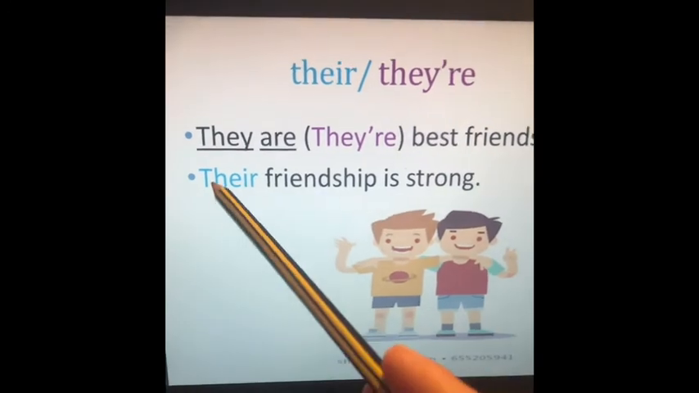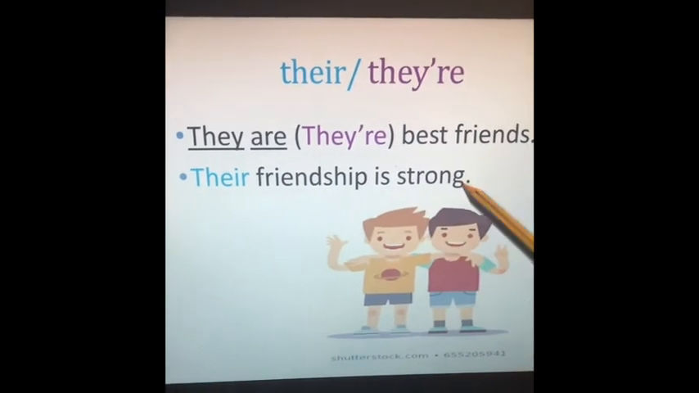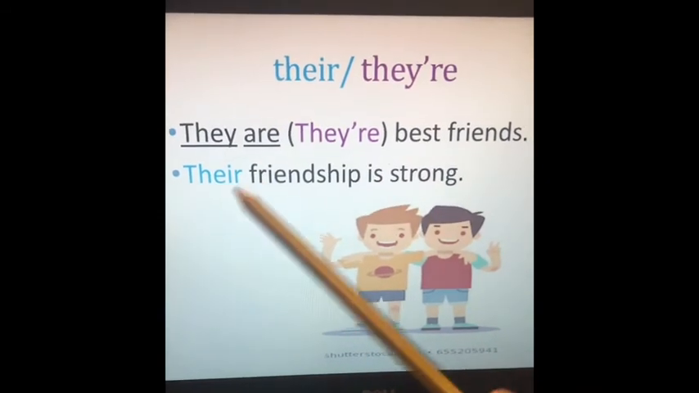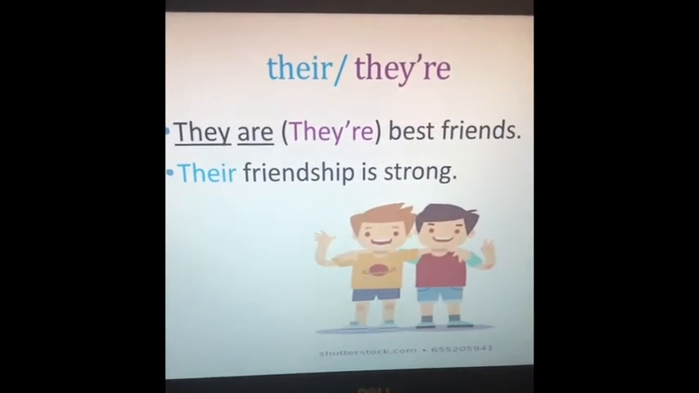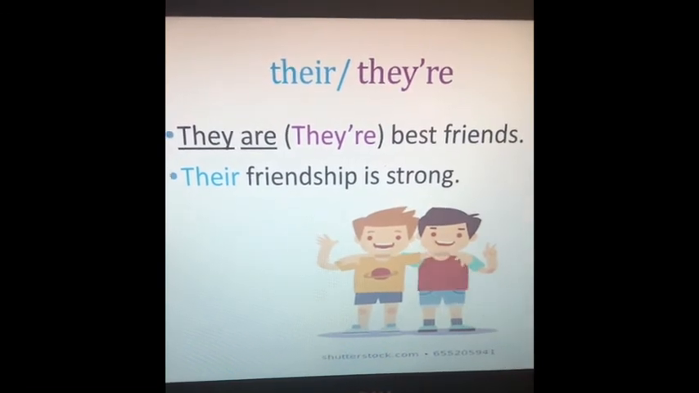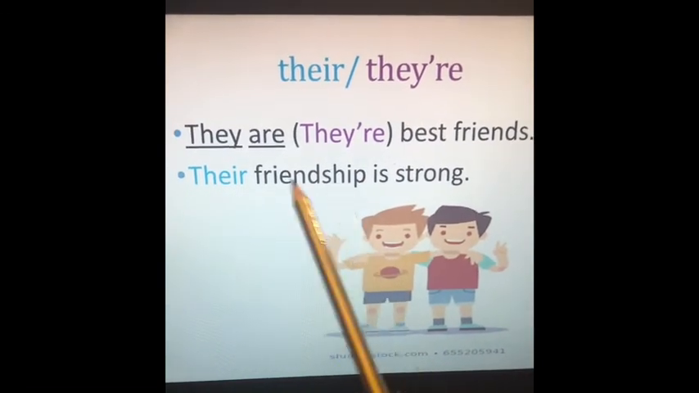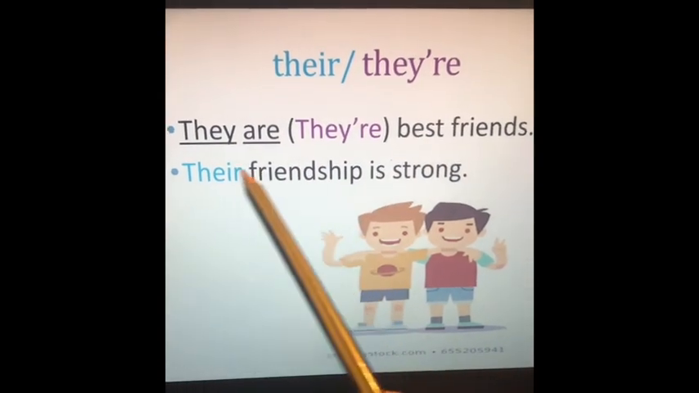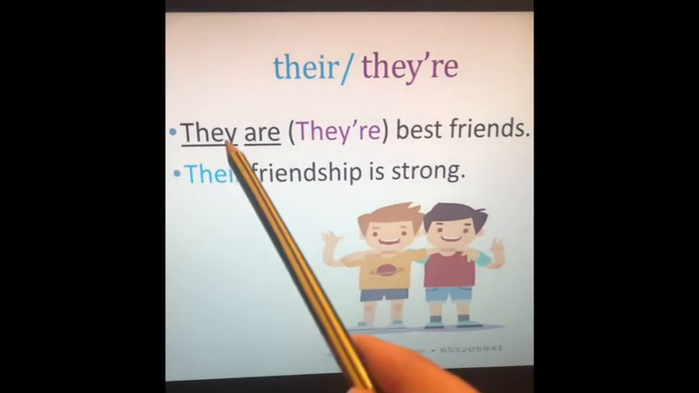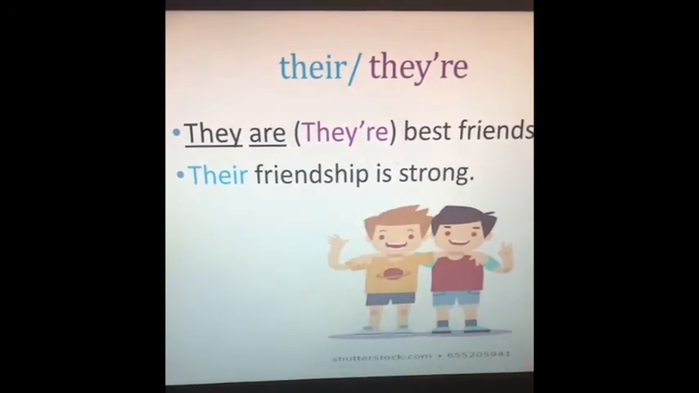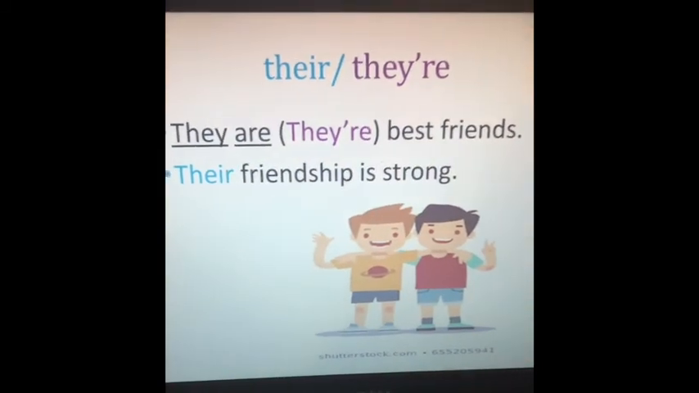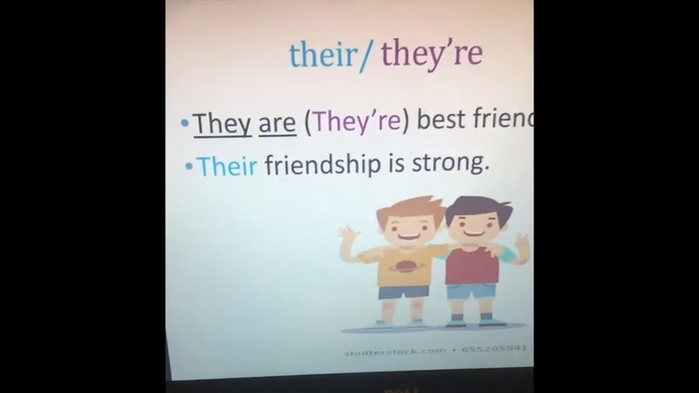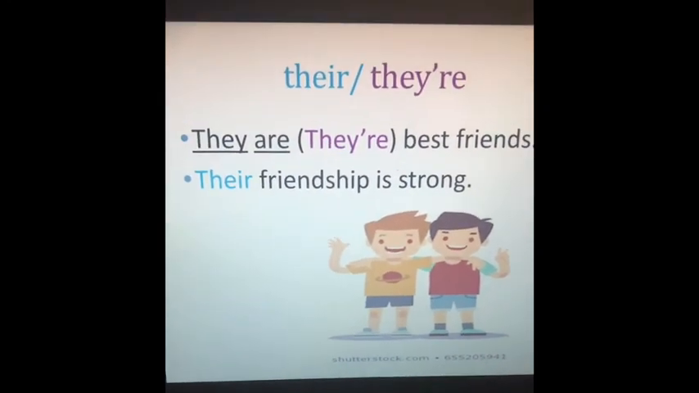Now here, their friendship is strong. Here, their, without the apostrophe, means that we are talking about something these two boys have, the friendship, their friendship, okay? So here, friendship is something that they have. So this their is used when we are talking about something they have, okay? Their, without an apostrophe. That's it.